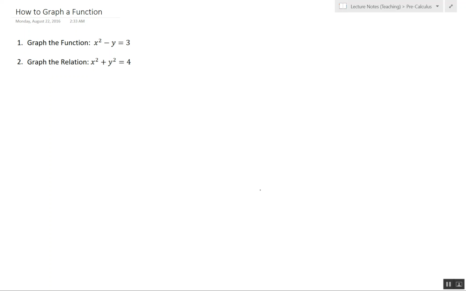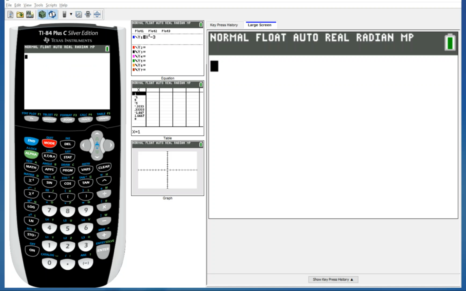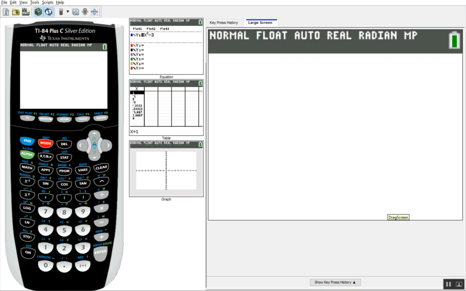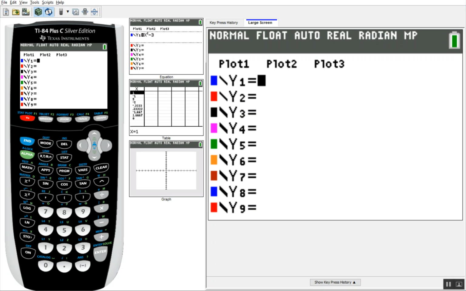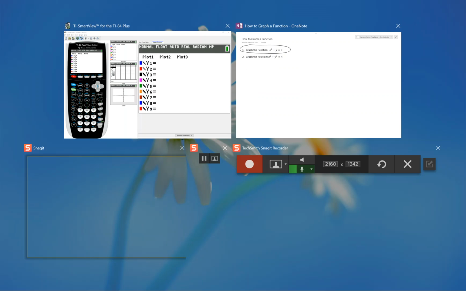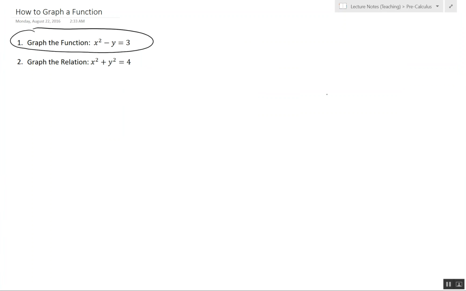So the first one we're going to do is this function right here. And in order to put it in our calculators, let me go over to the emulator. First of all, to enter stuff in for graphing, you have to hit this little Y button, which is the far upper left-hand corner. Notice that everything is Y equals. So to put in any equation, we have to solve for y. So let's go back to this equation and notice it's not solved for y. So let's solve for y.